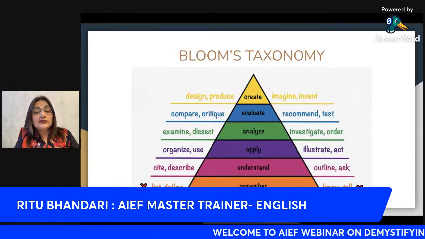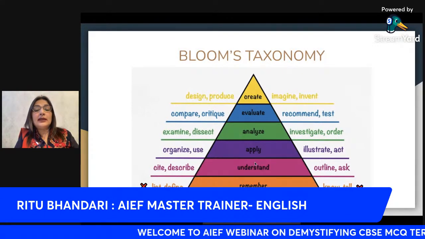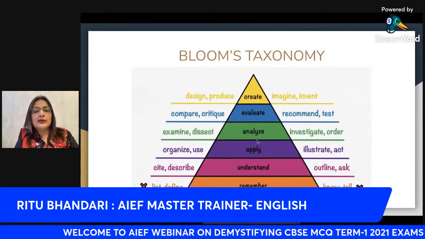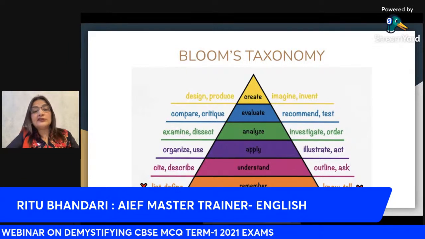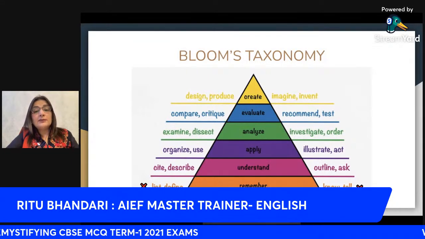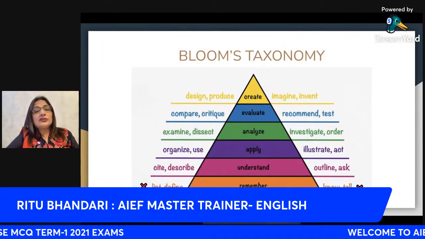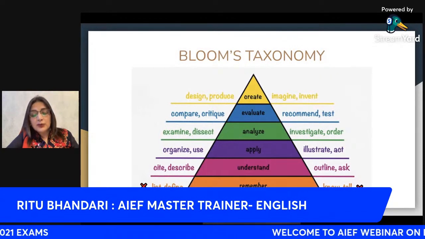It is always going to talk about understanding, application, analyzing. So there is not going to be any question with relation to the lowest level of the Bloom's taxonomy. So this has to be done in detail and with experience.